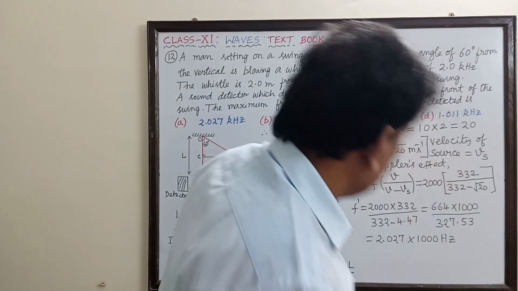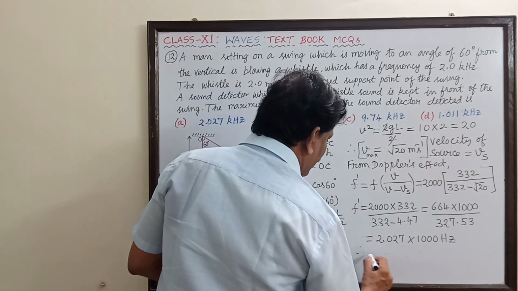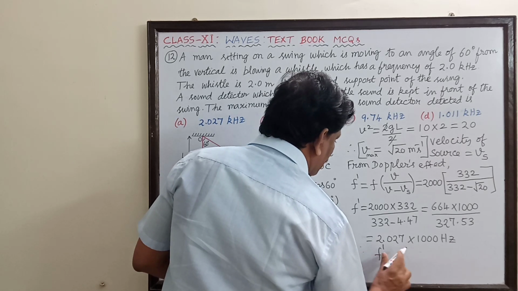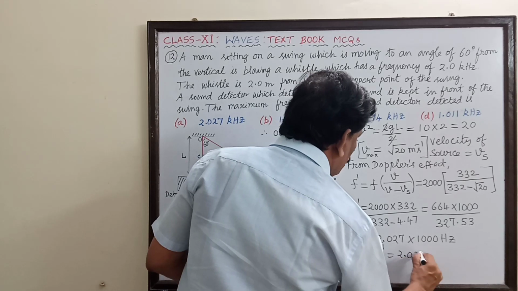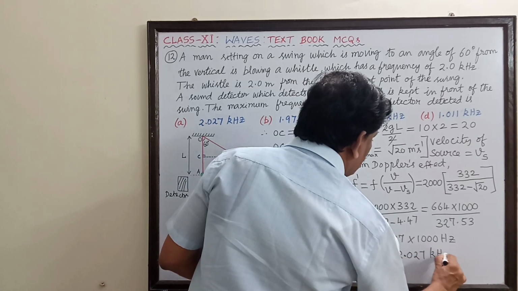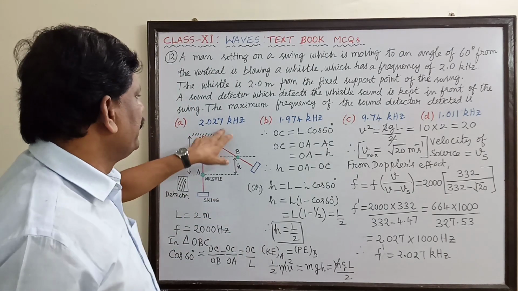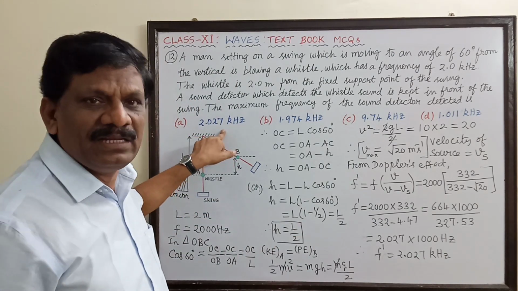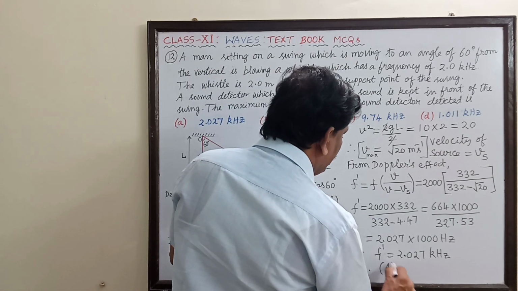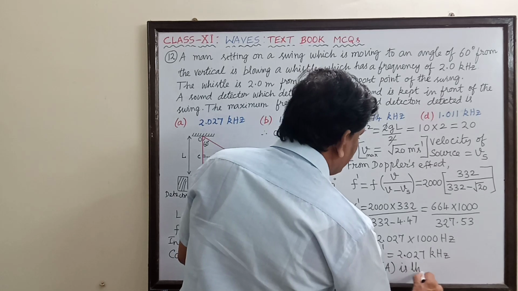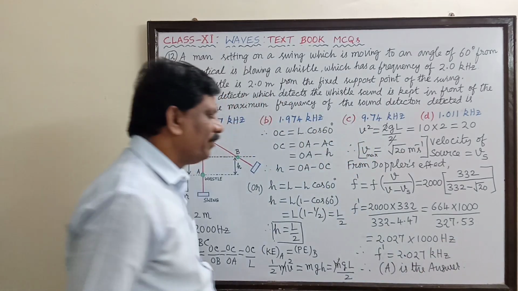So the final answer must be what? Therefore F dash must be equal to 2.027 kilohertz. So this is the answer which we have got. Now option A itself is exactly correct, is it not? Therefore, option A is the correct answer.